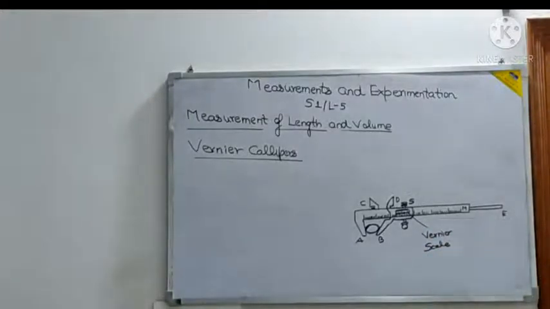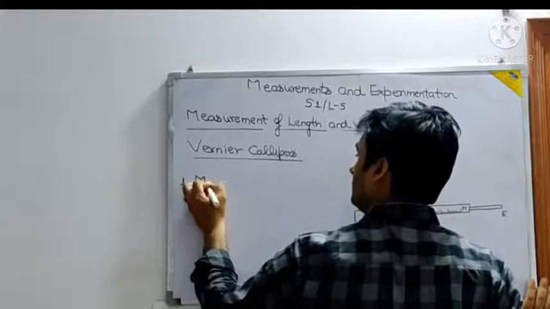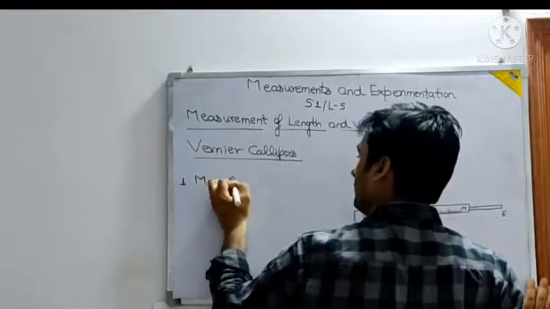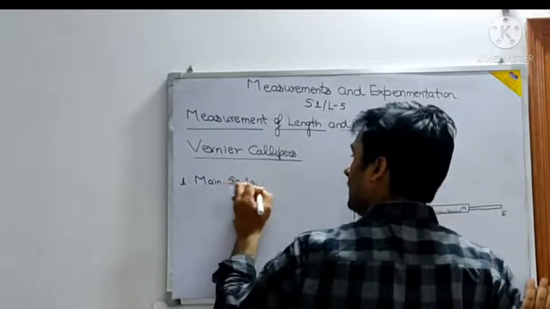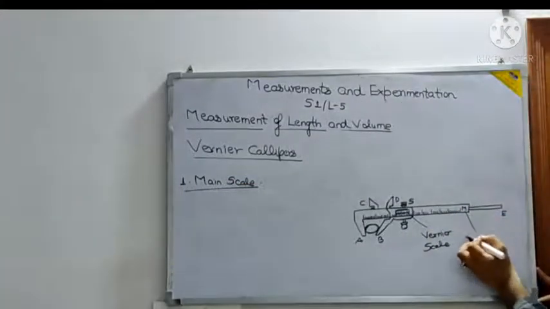Okay, now let's see the parts. So what is the description of the parts? First thing is called the main scale. What about the main scale? This is the main scale. This M is called the main scale.